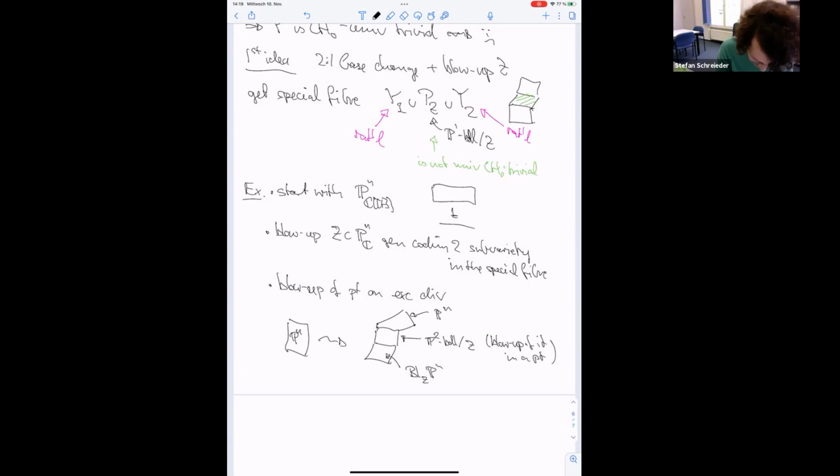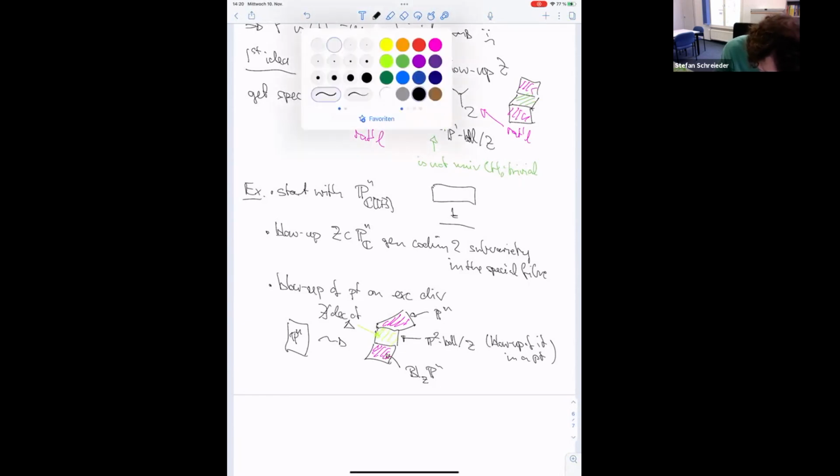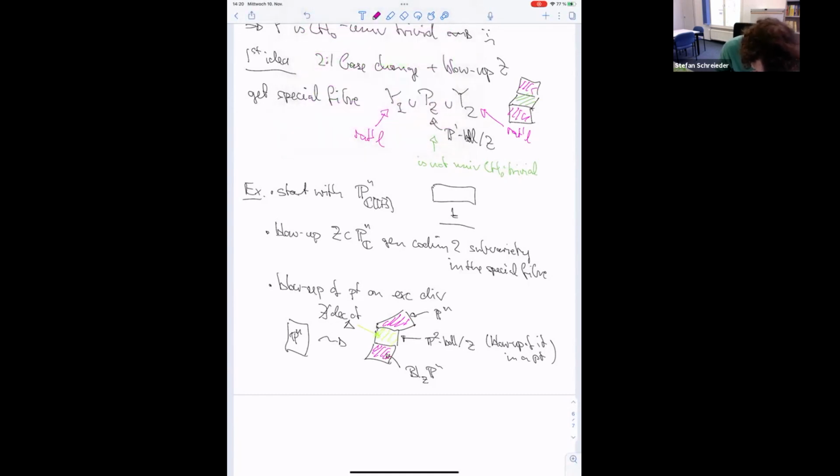And now you see we are exactly in the same situation as before. So this is rational, and the one in the middle has no decomposition of the diagonal. But this is rational, and that one is also rational. Okay, so this is an issue.